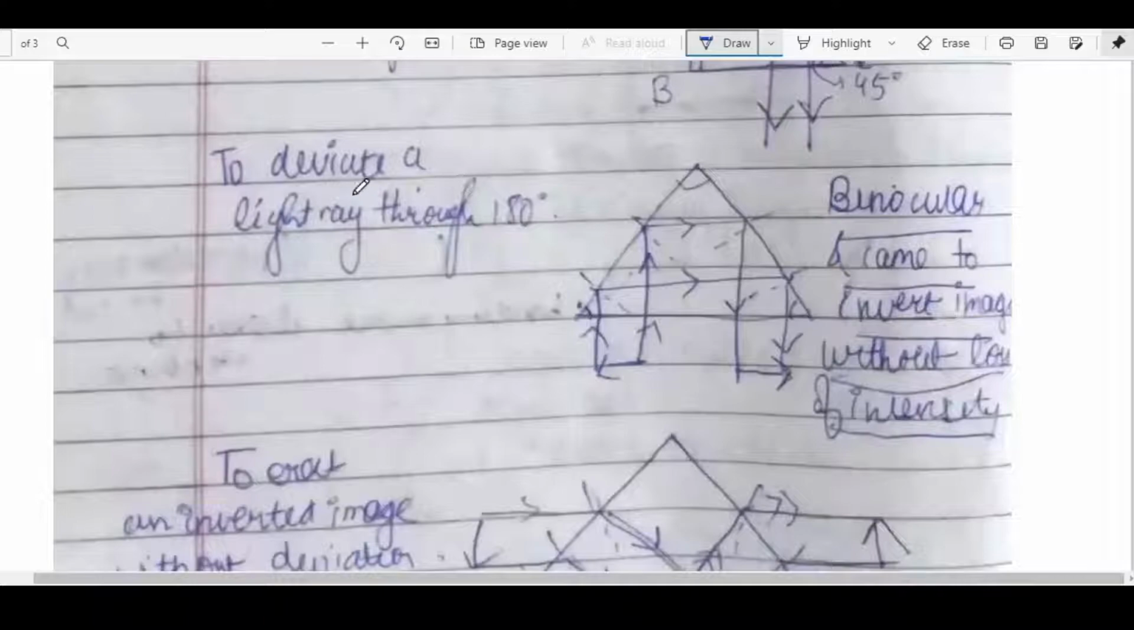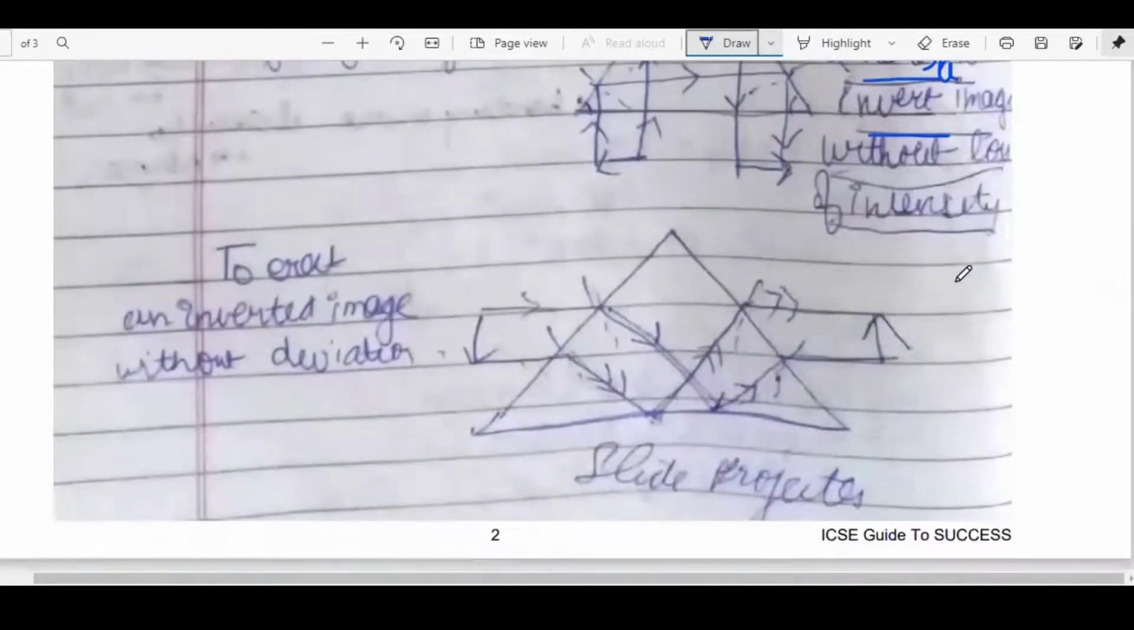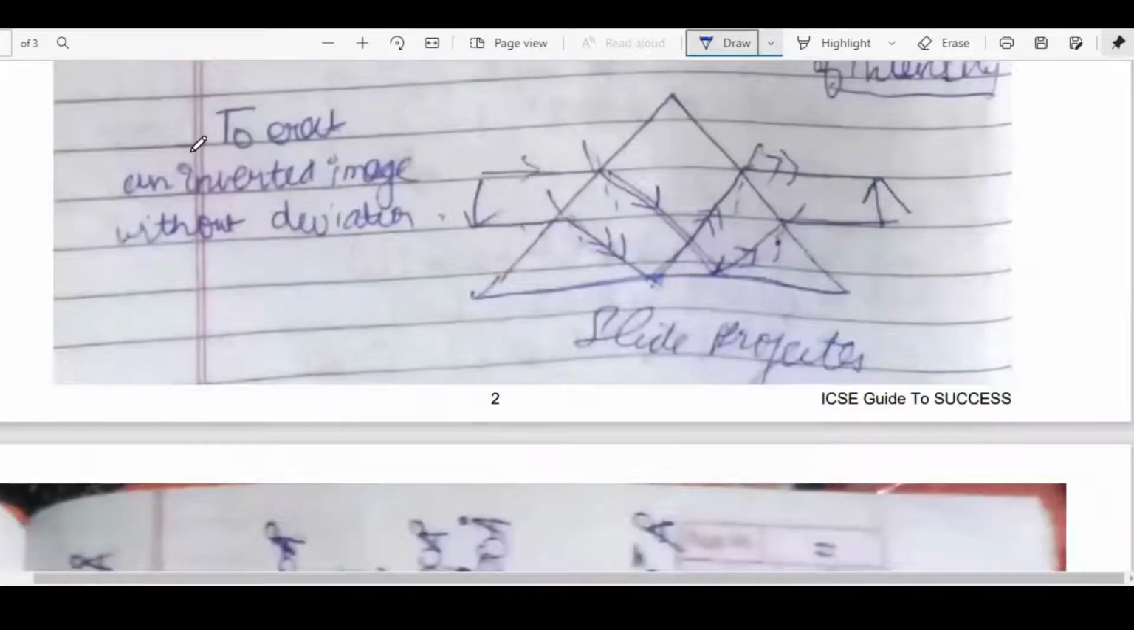Secondly, to deviate a light through 180 degrees. This is applied in binoculars and in cameras to invert images without the loss of intensity. Next is to erect an inverted image without deviation, which is used in a slide projector. These figures come for 2 or 3 marks in your exams, so please practice these questions.